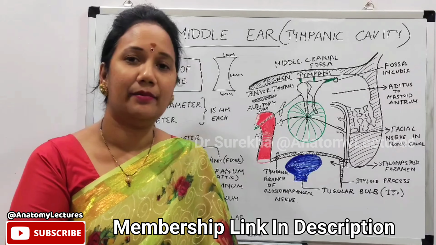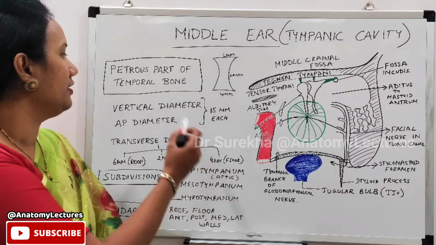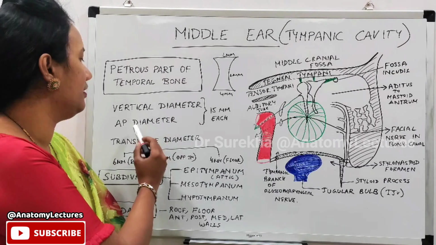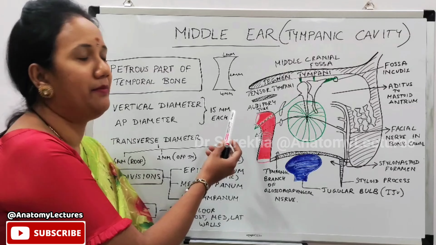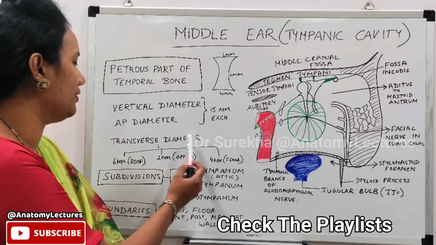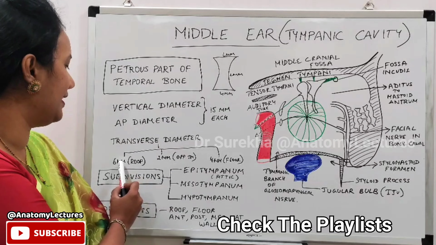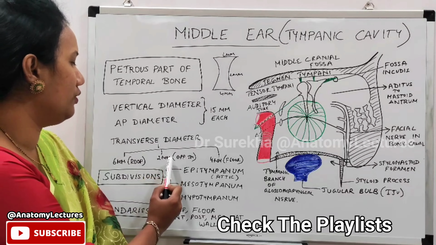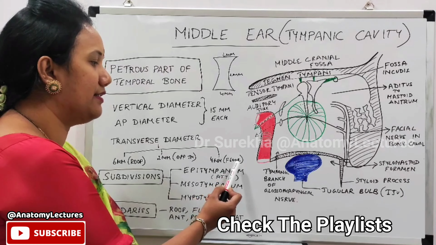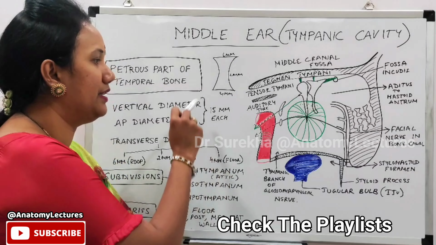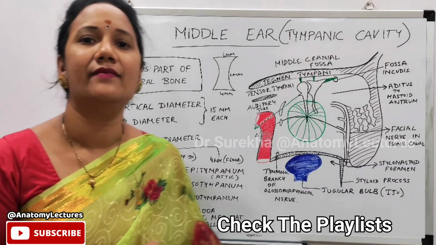Coming to the dimensions of this middle ear. So the vertical diameter and anteroposterior diameter of the middle ear is about 15 millimeters each, and transverse diameter is 6 millimeters at the roof, 2 millimeters opposite the tympanic membrane, and 4 millimeters at the floor. So it is constricted in the center.